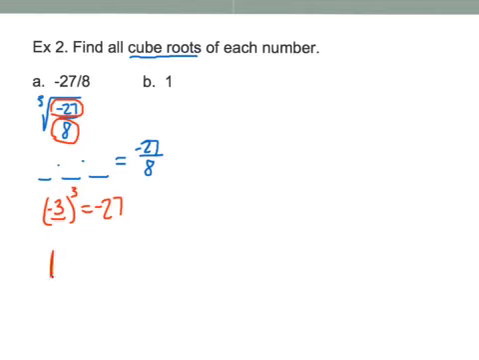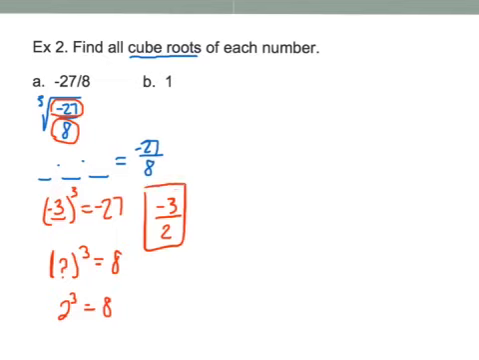Now what number times itself 3 times gives me 8? Well, hopefully you all said 2. 2 times itself 3 times is 8. So my answer is going to be negative 3 over 2. That is the cube root of negative 27 over 8.